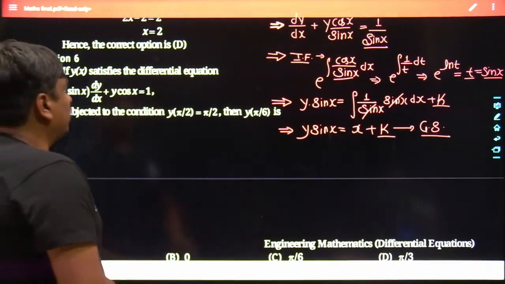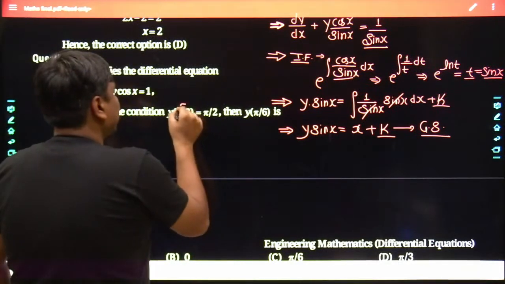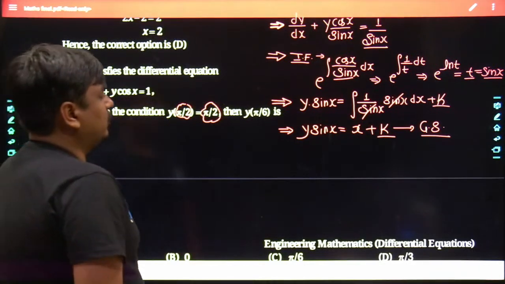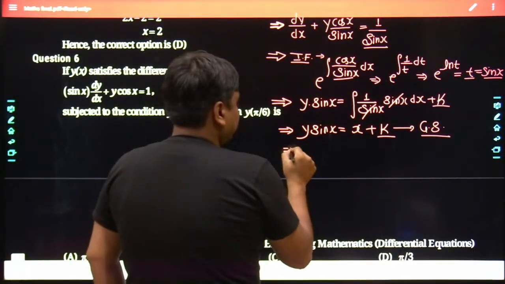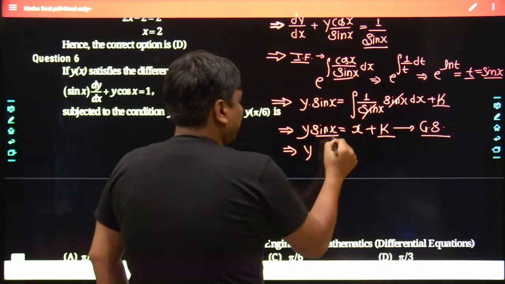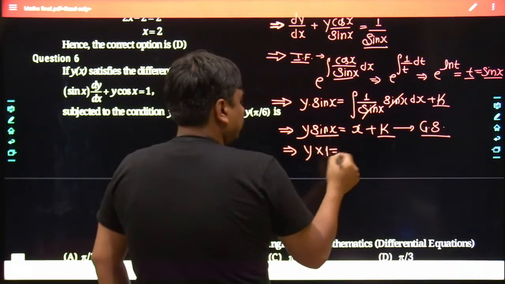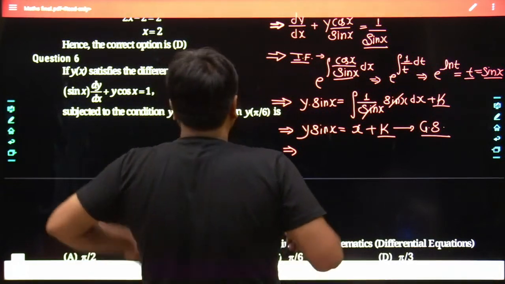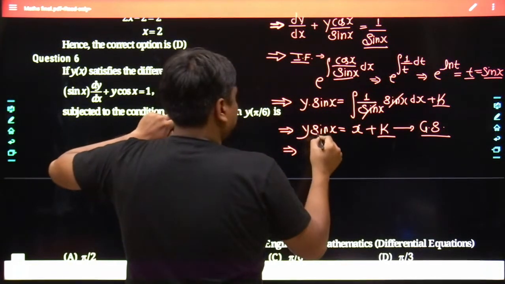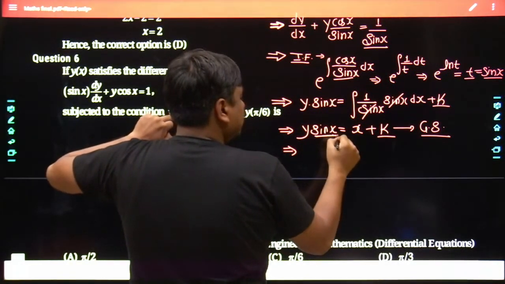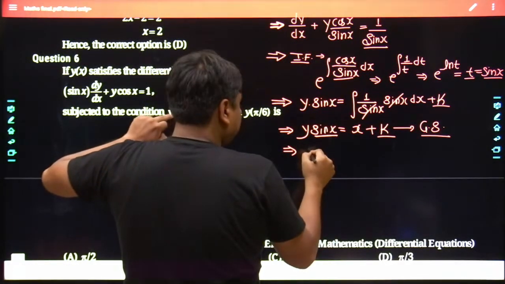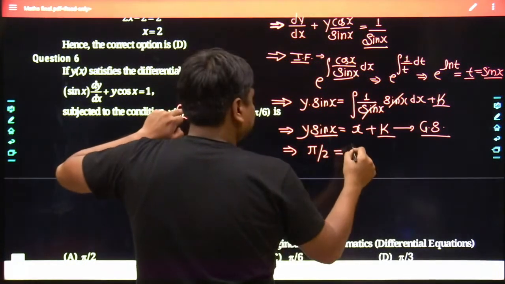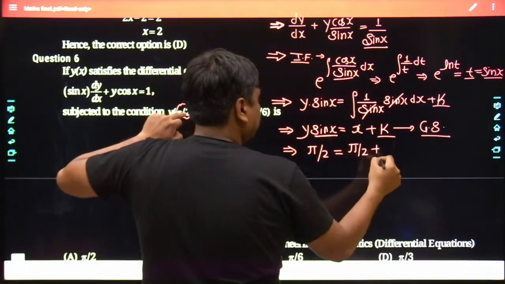Now what I would be doing over here, it has been precisely given that at x equals pi by 2, the value of y was found to be pi by 2. So, my dear friends, sine of pi by 2 used to be 1. At x equals pi by 2, sine pi by 2 is 1, and the value of y which has been found as pi by 2 equals x, which is already pi by 2, plus k.